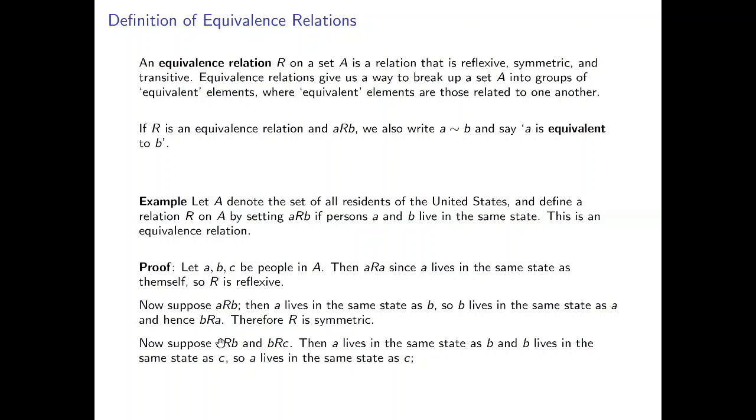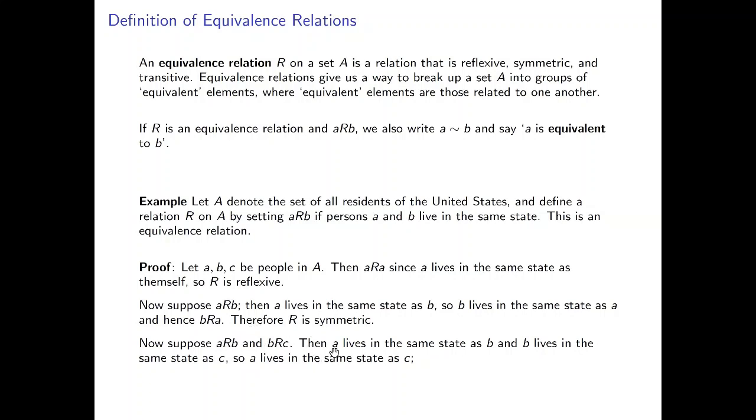And so how do you prove that the relation is transitive? I want to show that if A is related to B and B is related to C, then that implies that A is related to C. So I just have to fix 3 elements in my set, in this case, 3 people, person A, B, and C. I'm assuming that A is related to B and that B is related to C, and I need to use these 2 pieces of information to show that A is related to C.